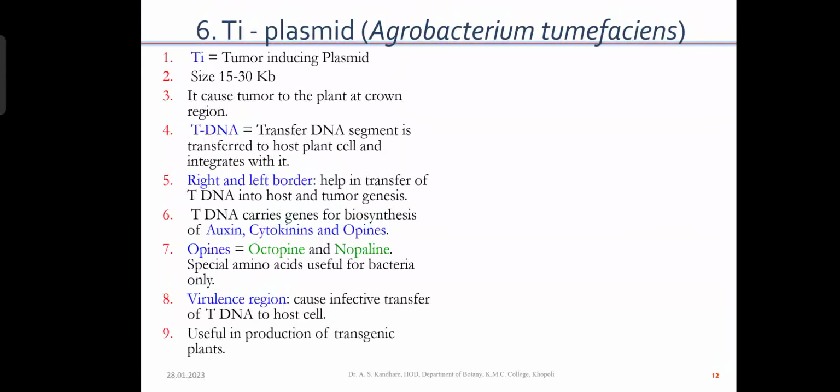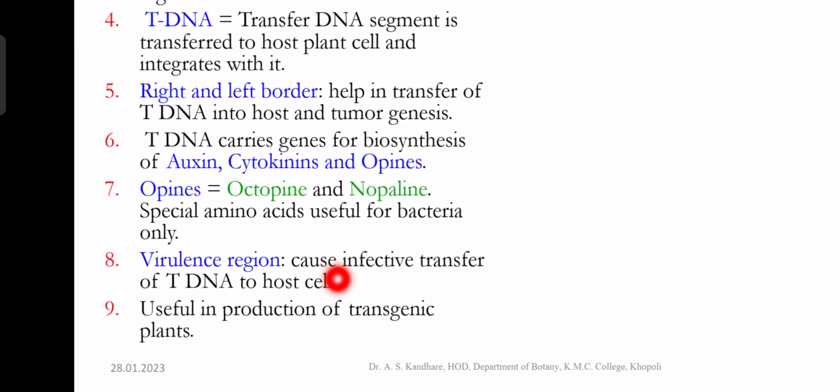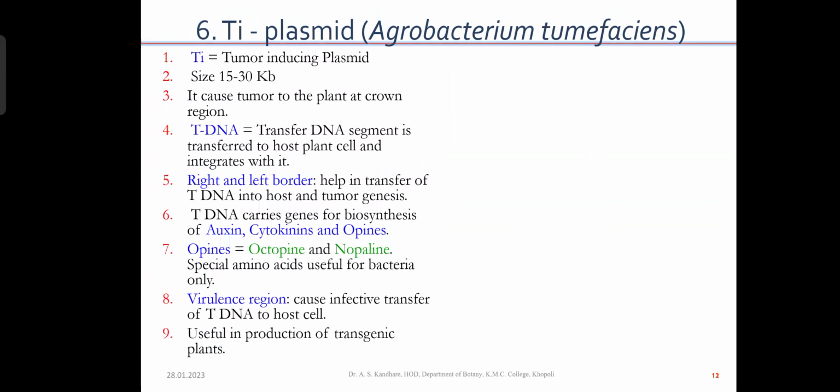This Ti plasmid is used in rDNA technology for the production of transgenic plant. तो transgenic plant तैयार करने के लिए ये Ti plasmid जो Agrobacterium tumefaciens में होता है उसका यूज़ ट्रांसजेनिक प्लांट बनाने में हम करते हैं, isn't it? rDNA टेक्नोलॉजी में we are producing these transgenic plants.